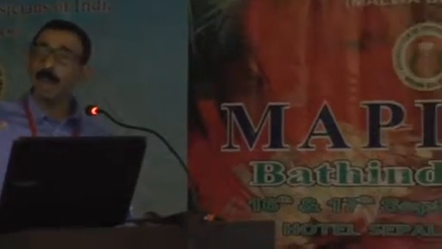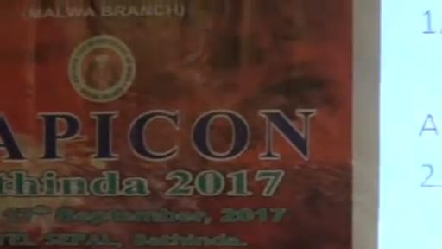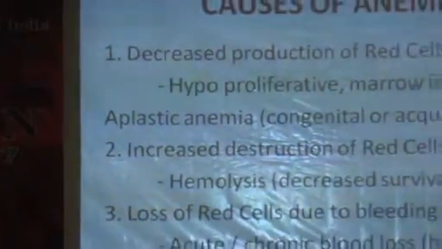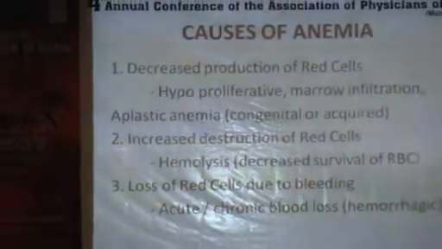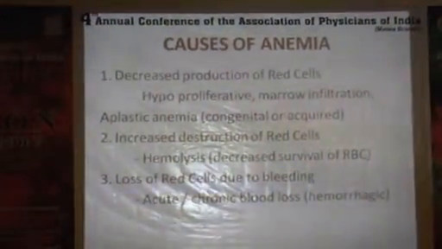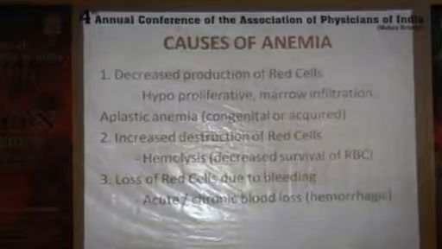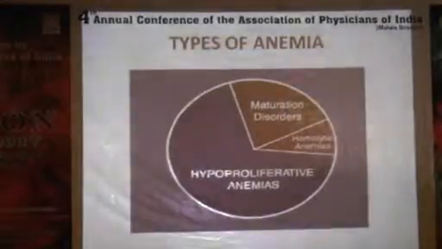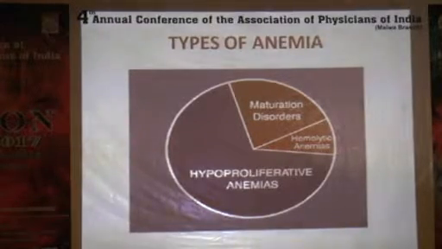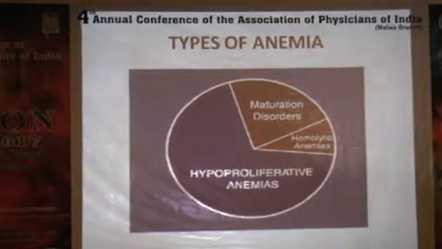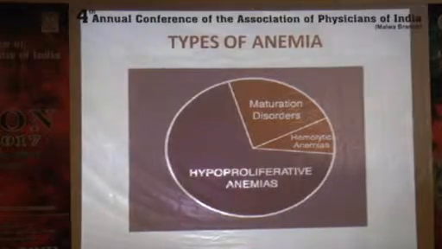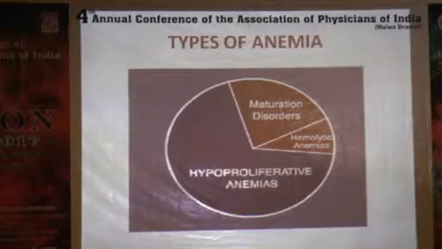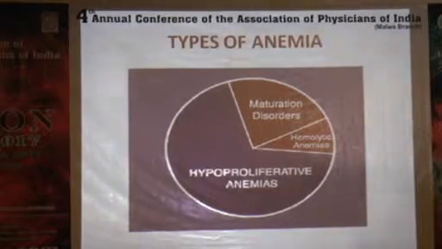Second is the increased destruction. The production is okay, but something is going wrong, so cells are being broken before their lifespan. That is called hemolysis. And the third is an obvious blood loss. Any hemorrhage occurring, maybe hemorrhoids, bleeding anywhere, acute or chronic blood loss. So these are the three important groups of causes of anemia, and the hemolytic anemia comes under the heading of destruction. These two come under the heading of decreased production.